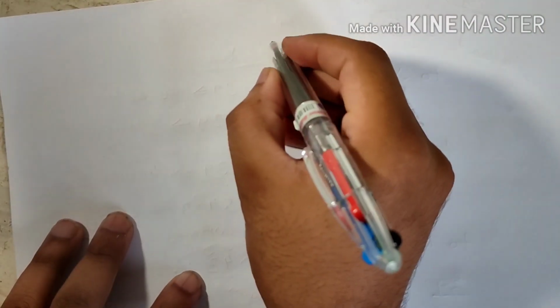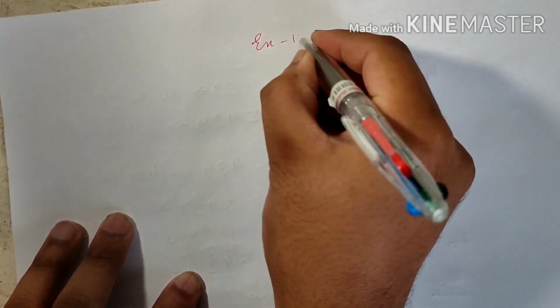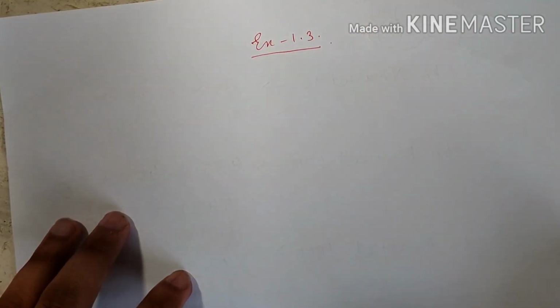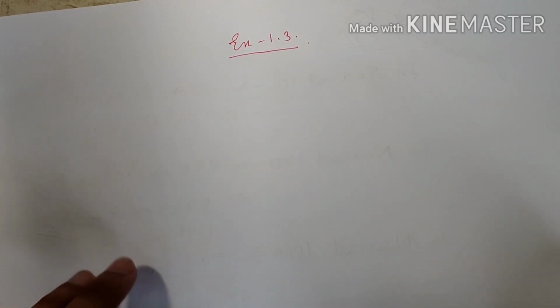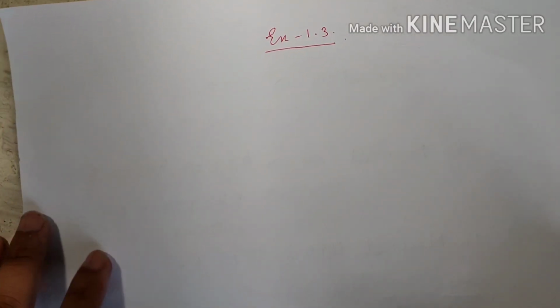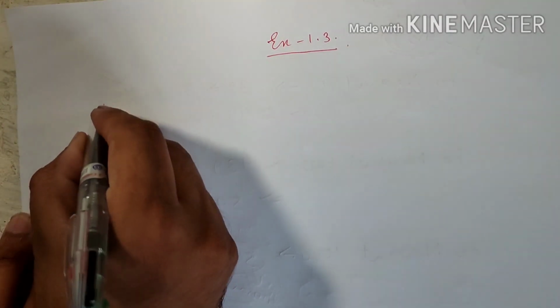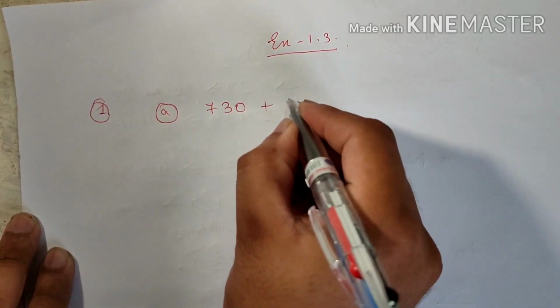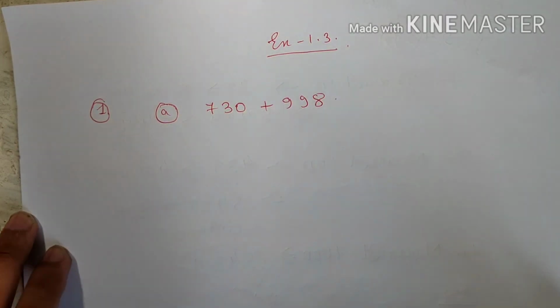So now we will start with exercise 1.3. Okay, I will solve only one from each sub number and the remaining will be your homework. If you have any problem, you can comment so that I can solve that sub number in the next video. Okay, so let's start. The first one, number 1, A. Let's take A. Okay, 730 plus 998, page number 23 in your textbook.